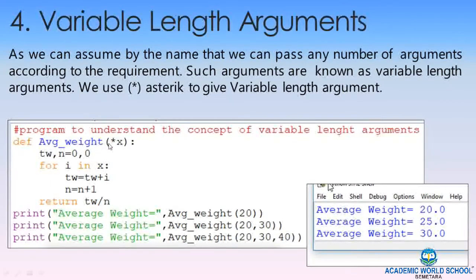In this example, this is the program to calculate the weight of n number of students. The parameter x is working as a variable length argument. How is it a variable length argument? If the asterisk sign is declared before any variable name, that variable is known as a variable length argument. This is the simple program to calculate the average weight.